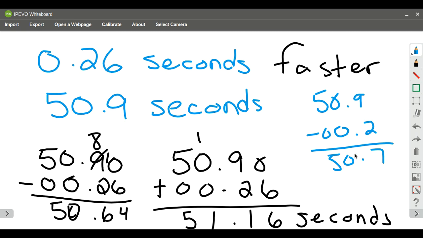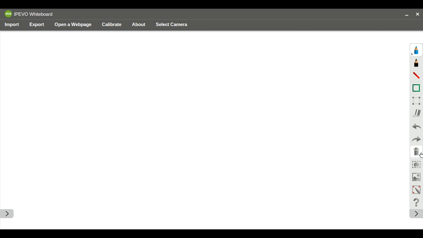50.64 is near 50.7, so it is a reasonable answer. All right, moving into your guided practice, making sure that you guys are getting your work recorded as we go. Number 1: how is adding and subtracting decimals similar to and different from adding and subtracting whole numbers? When I add and subtract decimals, I need to make sure that I line up the place value.